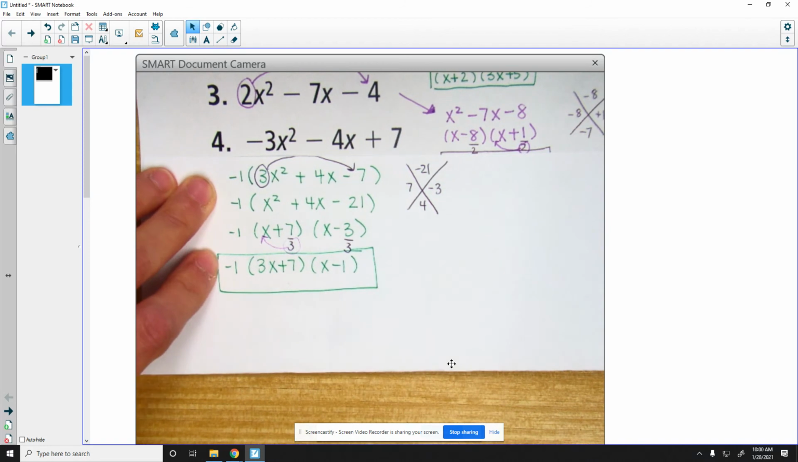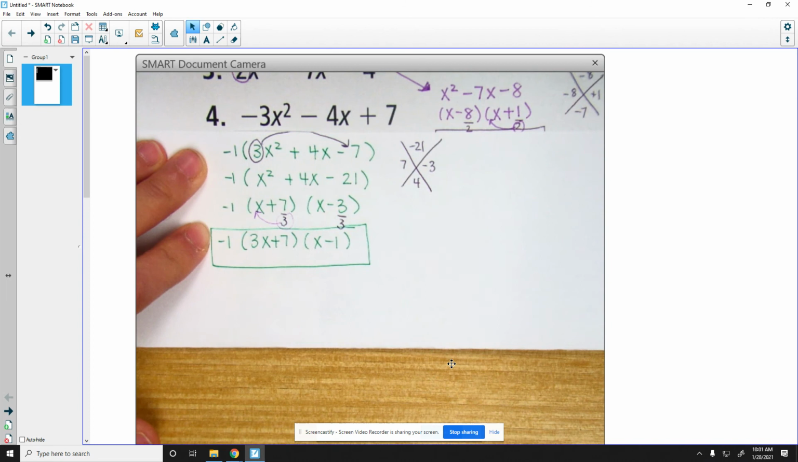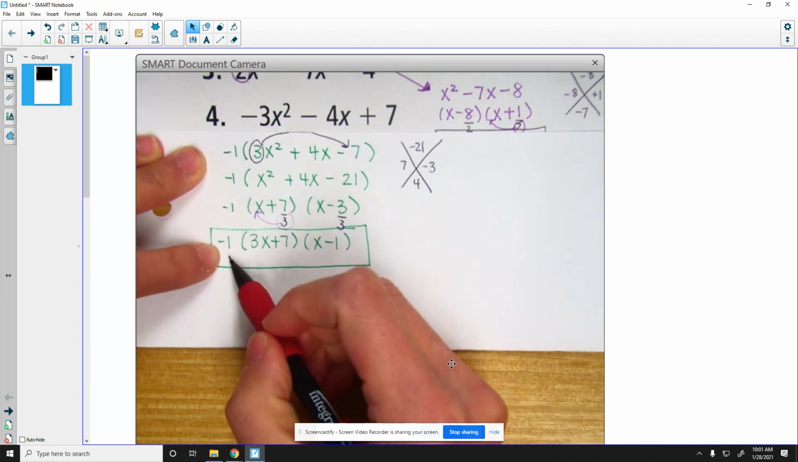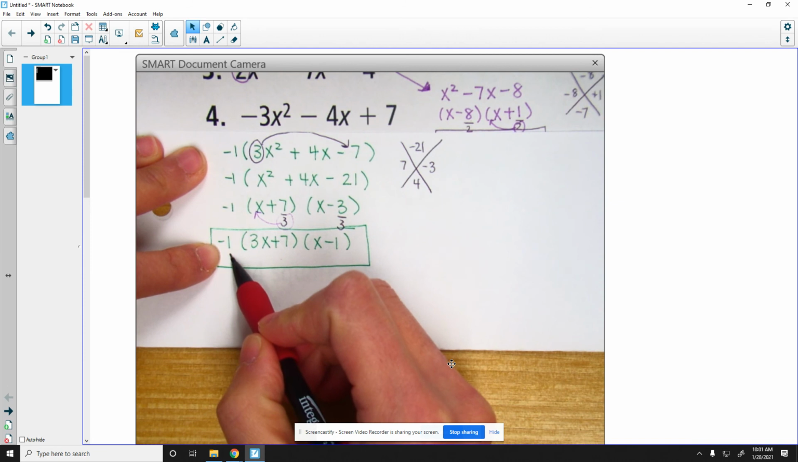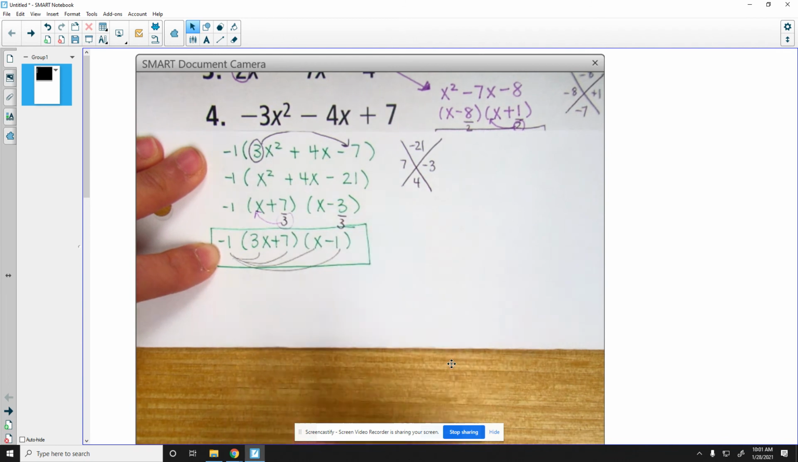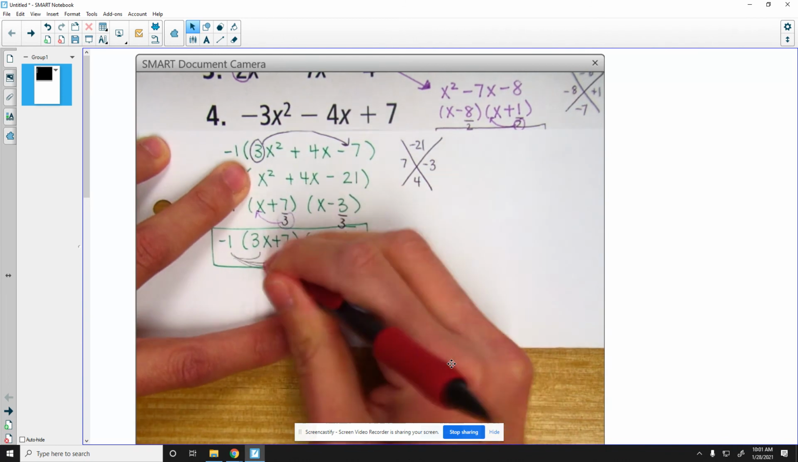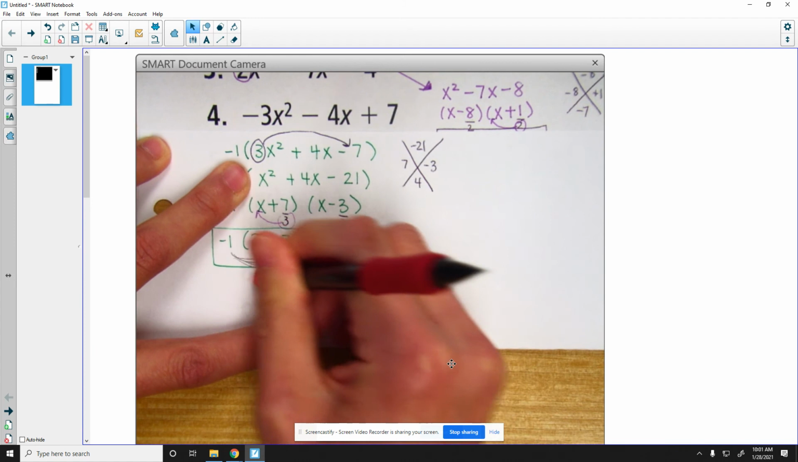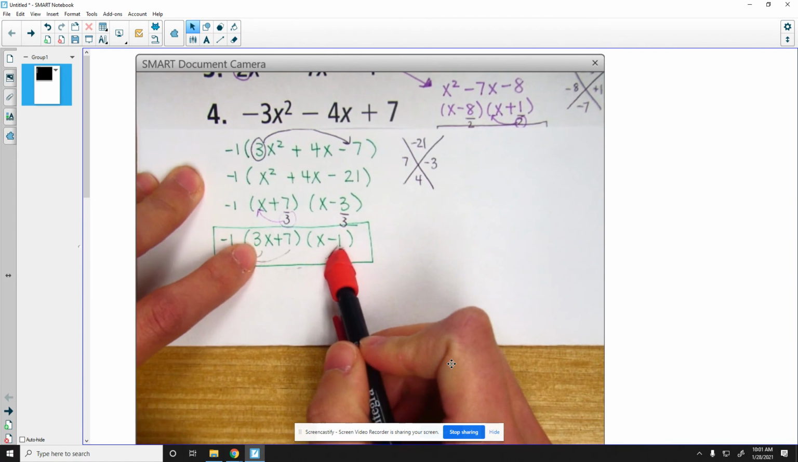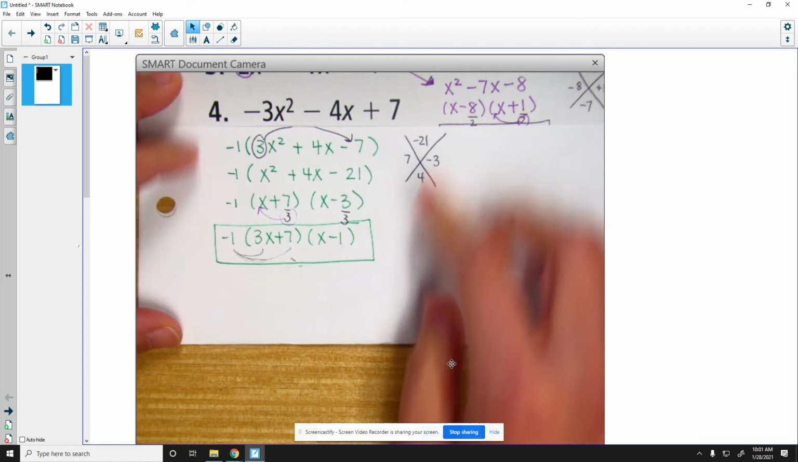Okay, so I have a quick question for you because we always forget. If I wanted to double check my answer, I know I have to distribute the -1 first, but should I distribute it to all of them or just the first group of parentheses? Just the first group. Remember, when you're multiplying, you only distribute to the first group of parentheses, and then you FOIL it. Okay, and a lot of us still forget that, so I just want to remind you.